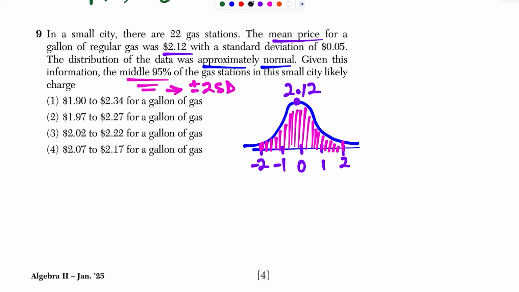So our goal is to find what is the range of price. So here, what we could do is we take the standard deviation and we multiply it by 2. Okay, so I'm going to do 2 times the standard deviation. So I have 2 times 0.05.